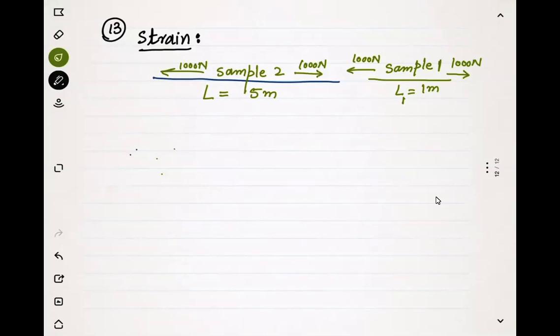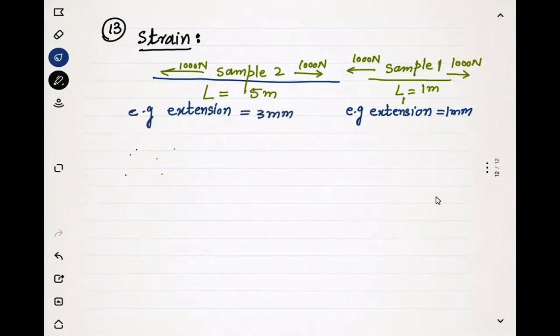However, you know that a shorter piece is difficult to extend, and as a result, here you will get an extension of 1 millimeter. For example, the values are just for understanding the concept. Here the extension is 3 millimeter. Apparently, it seems sample 2 is extending more.